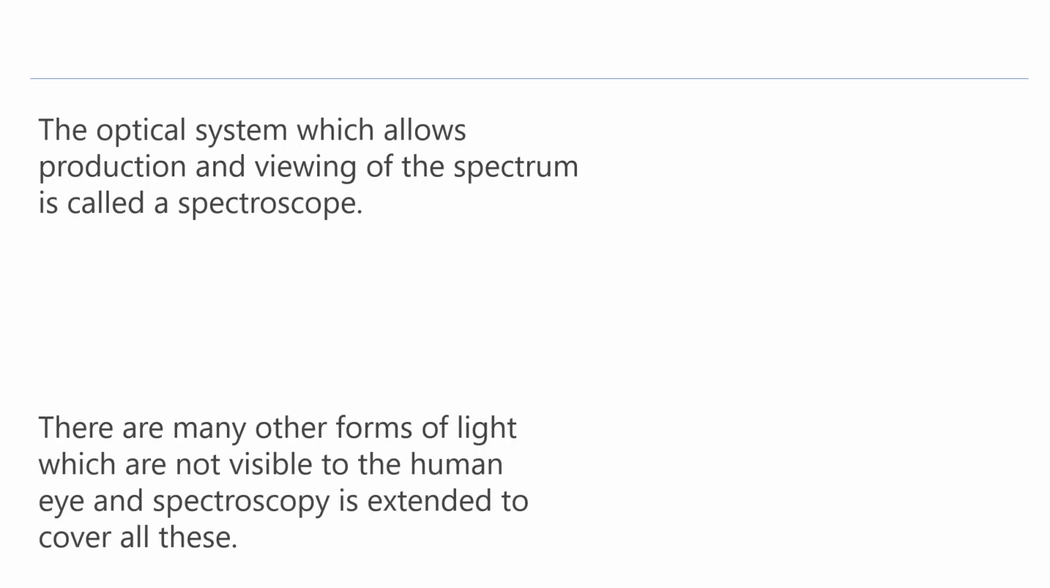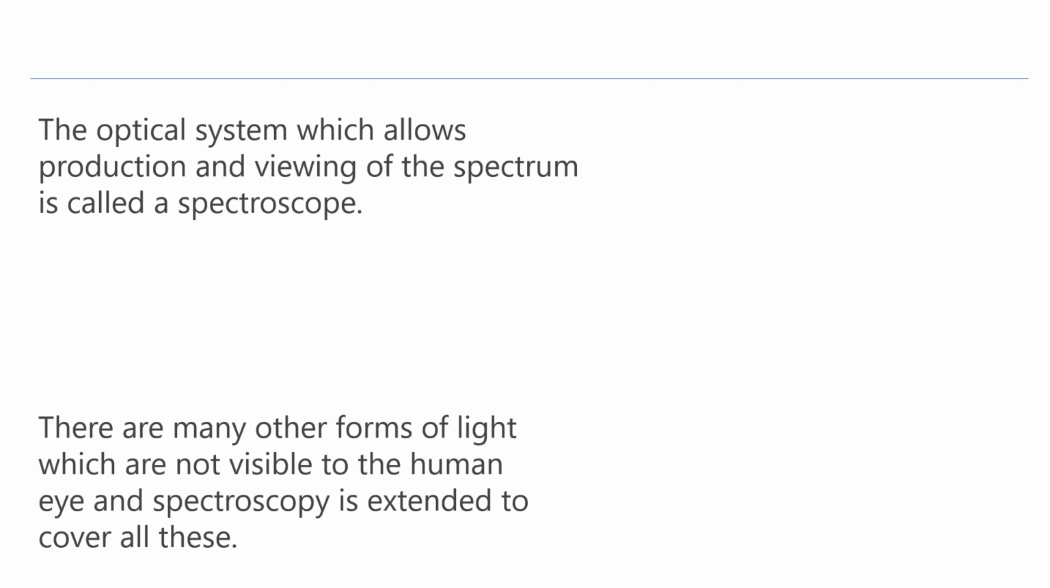These optical systems which allow production and viewing of the spectrum are called a spectroscope. So how can we study these interactions of electromagnetic radiations with matter? We need a specific type of instrument, and this optical system which allows the production and viewing of the spectrum is called a spectroscope.